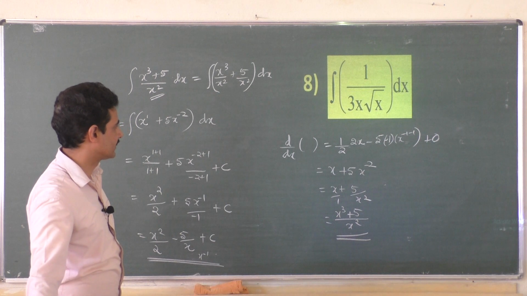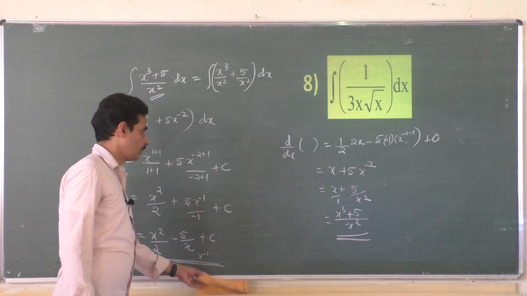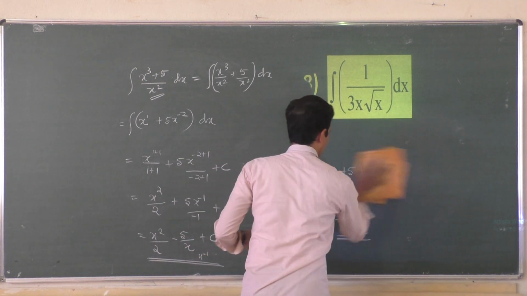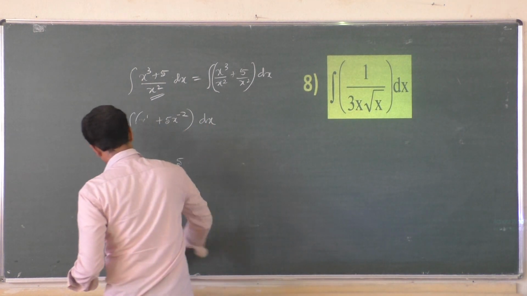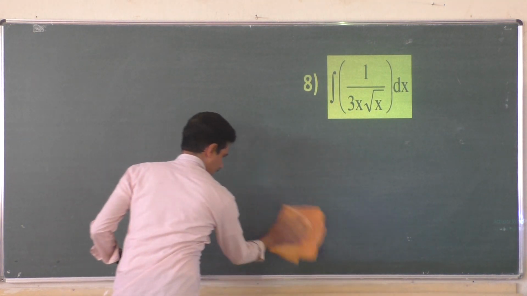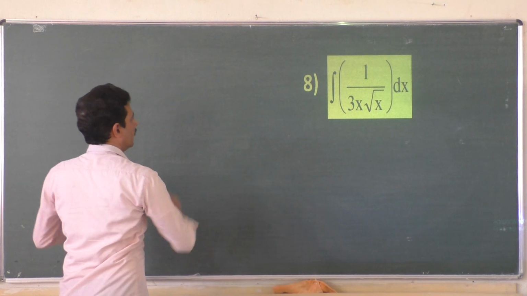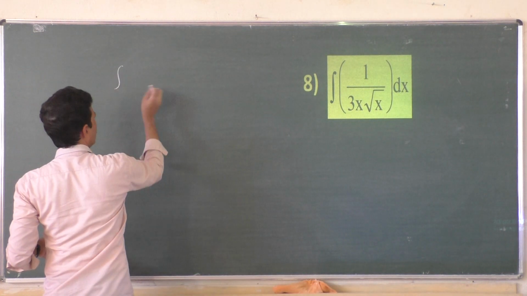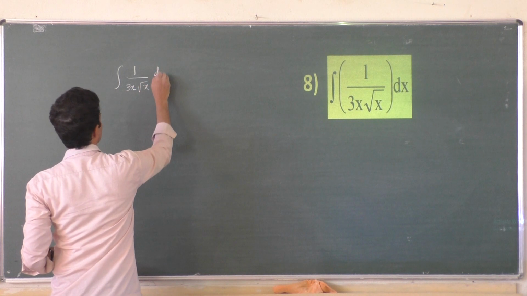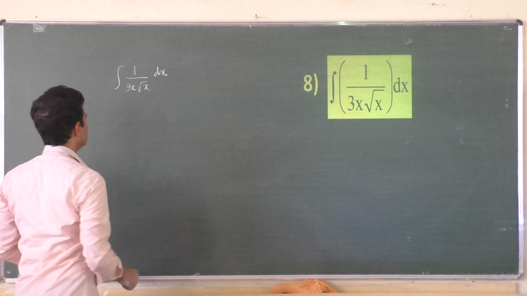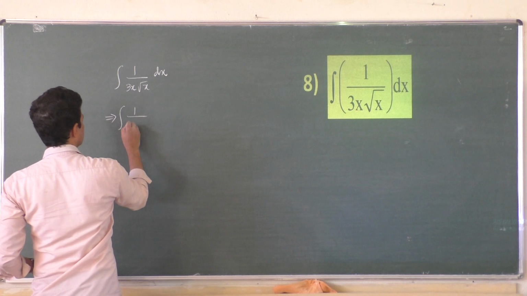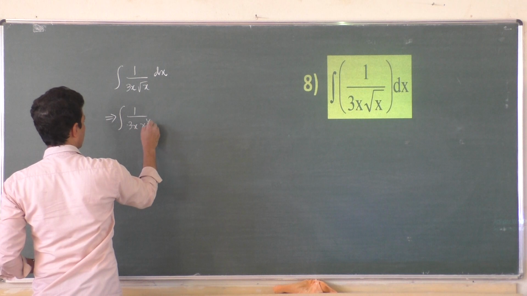1 by 3x root x. Yes. Okay. Integration of 1 by 3x root x dx. You will combine all x. Integration of, that implies 1 by 3x x to the power half dx.